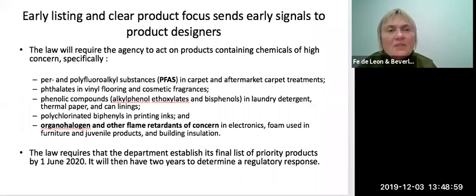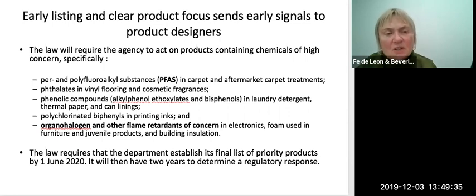Here, the law will require Department of Ecology in Washington State to act on products containing chemicals of high concern. Here again is our PFAS in carpet and carpet treatments. We also see phthalates in cosmetic fragrances, vinyl flooring, bisphenols in laundry detergent, thermal paper, can linings. Really happy to see a focus on BPA use in can linings. And then finally with the flame retardants in electronics and foam, kids products and building insulation.